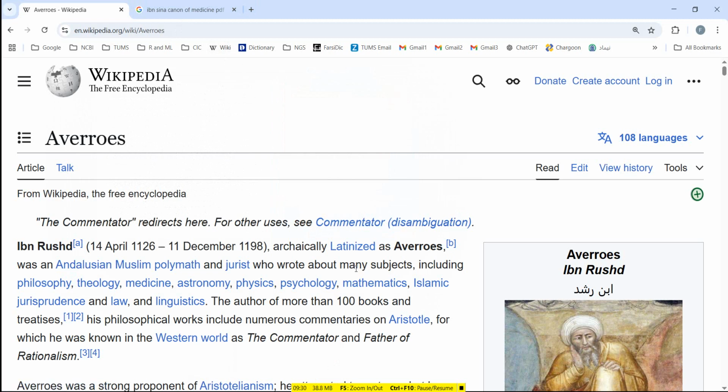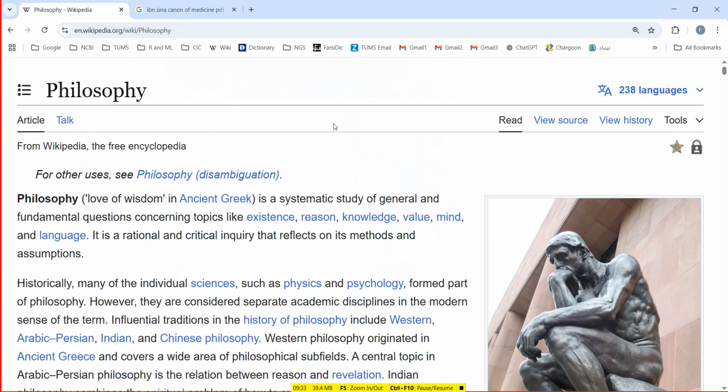one major branch of philosophy is called metaphysics: the systematic study of general and fundamental questions concerning topics like existence, reason, knowledge, value, mind, and language. The part that deals with existence asks what existence is, what the categories of existence are, what kind of things exist. Do non-material things exist? Do souls exist? From a religious point of view, we believe that souls exist. After material life terminates, the existence of the being does not terminate, at least for human beings. So there is a soul. But this is looking at it from a philosophical point of view, not from a religious point of view.